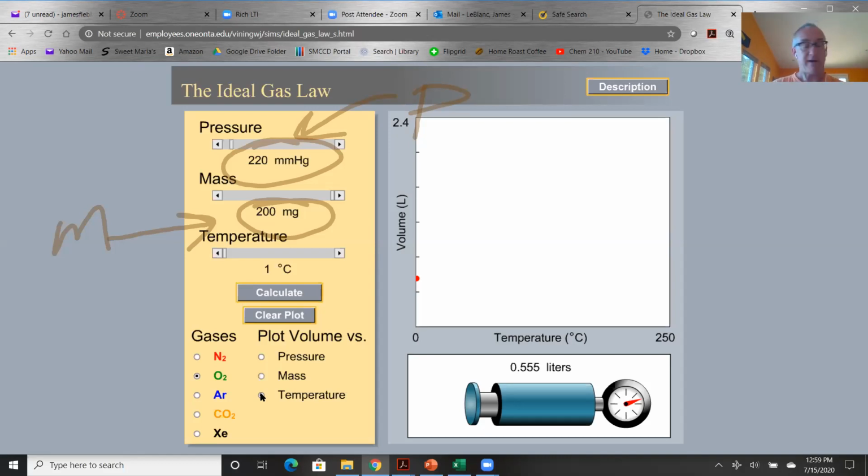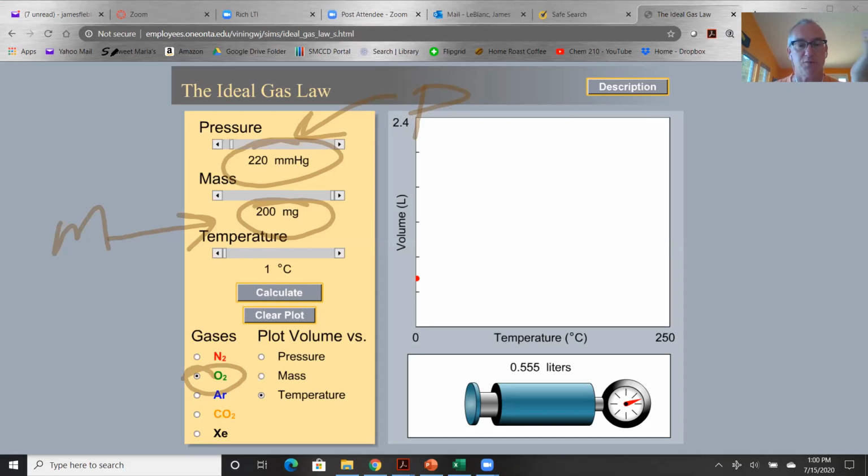So I make a note in my notebook that my pressure is 220 millimeters of mercury. I make a note that my mass is 200 milligrams. And I obviously make a note that I'm dealing with oxygen. That's kind of important. I want to make sure I know what. That should go in my data table, on the top of my data table: oxygen, pressure equals 220 millimeters mercury, mass 200 milligrams, and then all my temperatures and all my volumes.